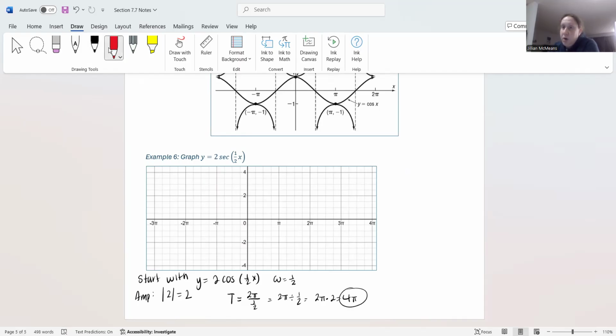So let's look at the important points. The beginning of our period is at 0 and the end is at 4 pi. We need to break that into 4 equal sized pieces. So halfway between 0 and 4 pi is 2 pi. Halfway between 0 and 2 pi is our first quarter, and then halfway between 2 pi and 4 pi is our second quarter. So those are our important points.